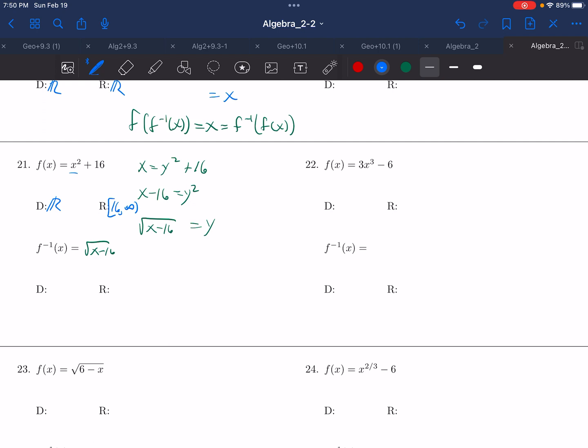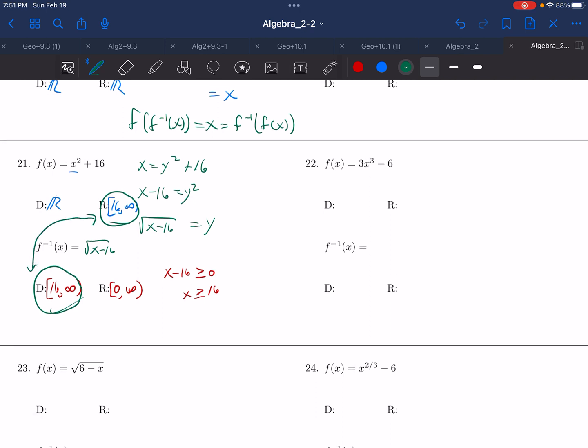The inverse function, well, notice I've got x minus 16. So x minus 16 has to be greater than or equal to 0. Now what's the range? Well, the range is from 0 to infinity, because what comes out of a square root is from 0 to infinity. Notice that the range and the domain look kind of similar. In fact, they're exactly the same.